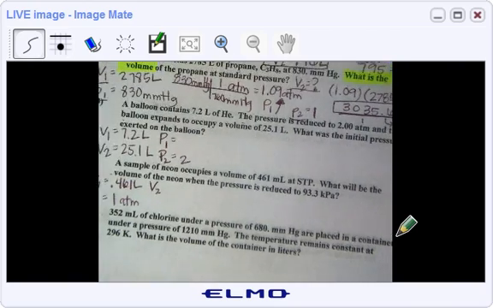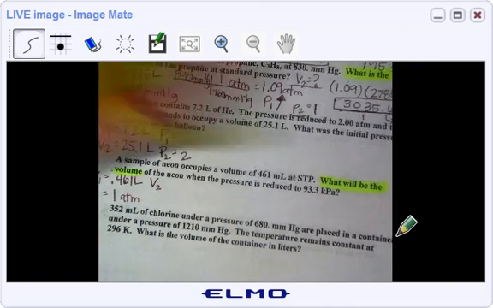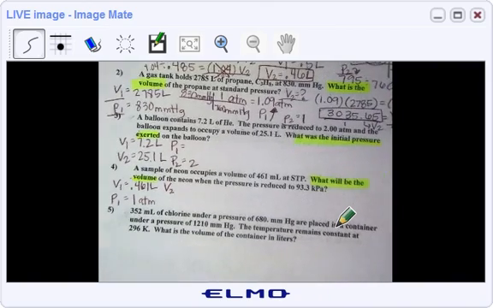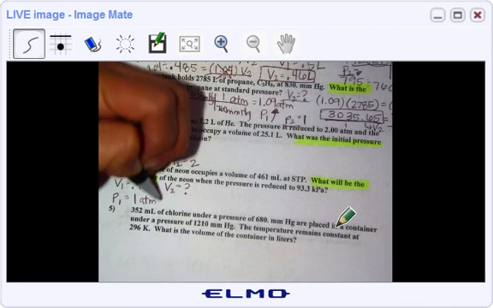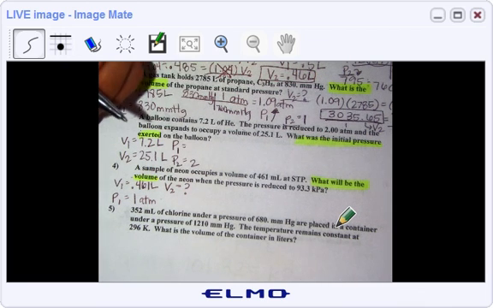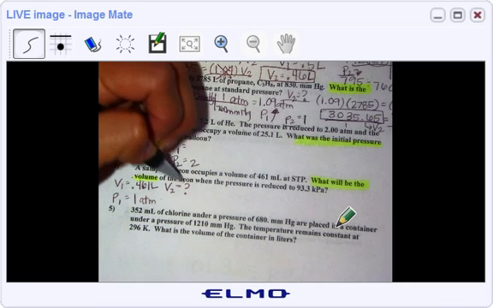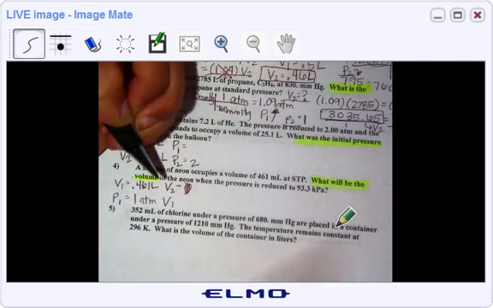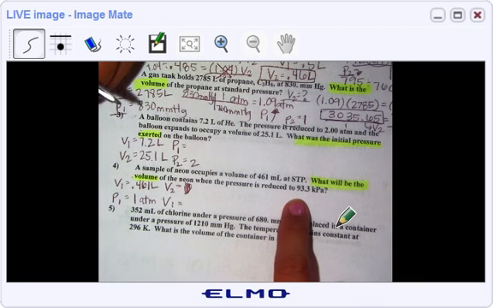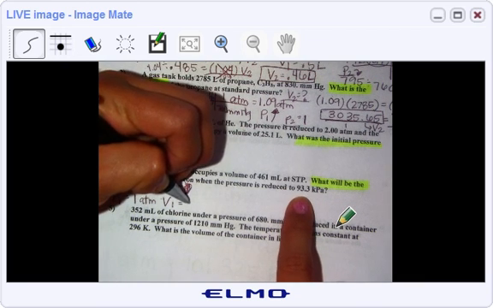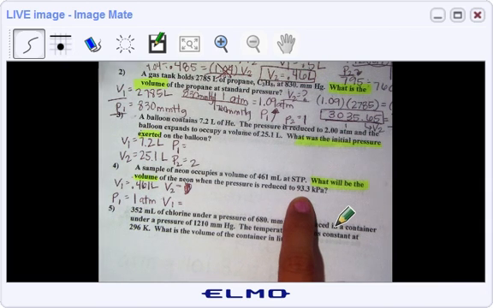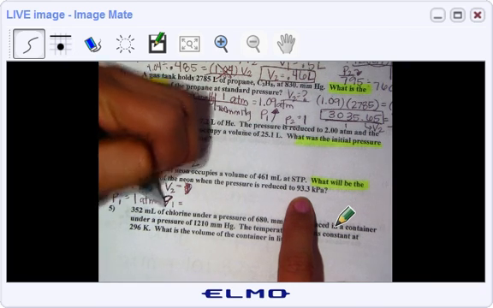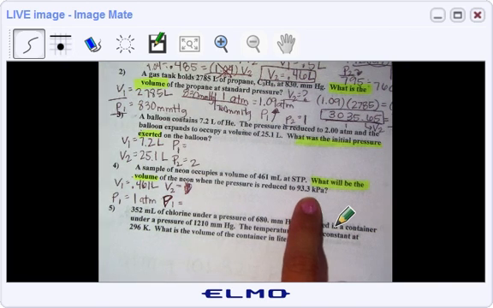It says what will be the pressure? It's always good to identify what the question is. V2. Oh, wait. Yeah, that's V2. Sorry, I lost track of what I was doing. V2. Yeah. Okay, but it's in kPa, so we do need to convert.